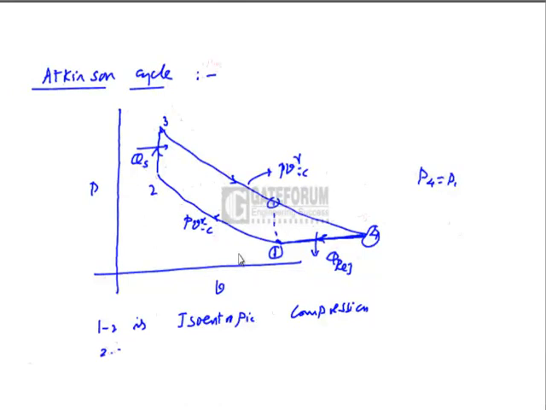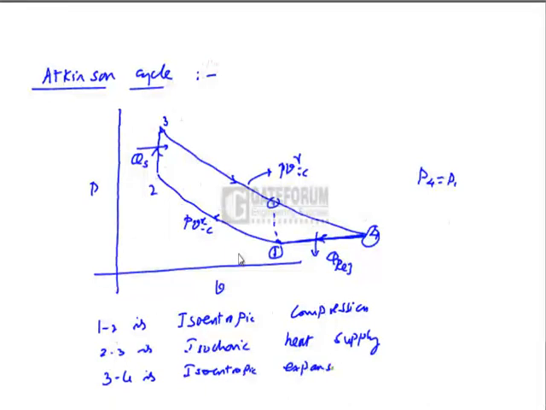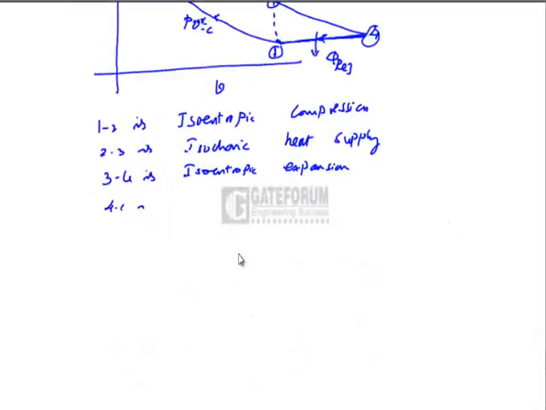2 to 3 is isochoric heat supply. 3 to 4 is isentropic expansion. 4 to 1 is isobaric heat rejection.